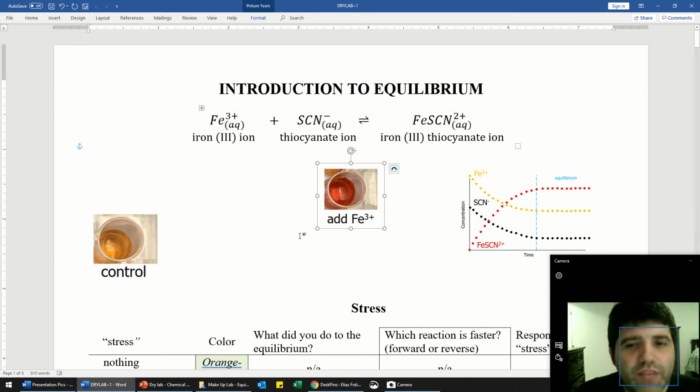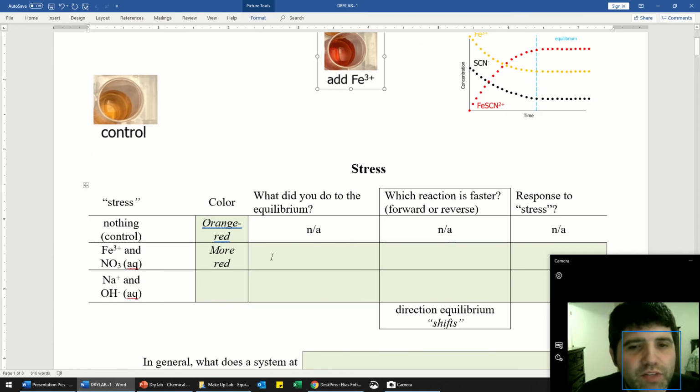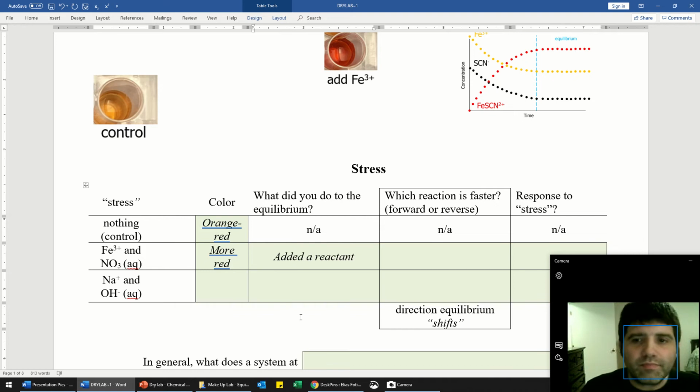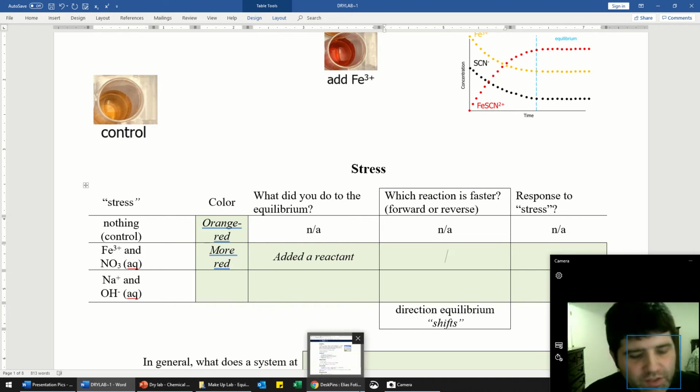So that's what happens. So what did we do to the equilibrium? We added a reactant. And so which reaction was faster? Well, we can call it the reaction going forward. We can call it the reaction going to the right. There are different ways of saying this, but this says forward or reverse. So we'll say forward.